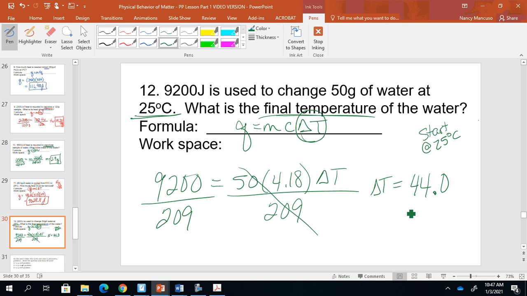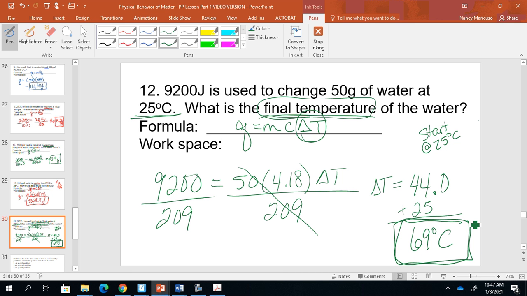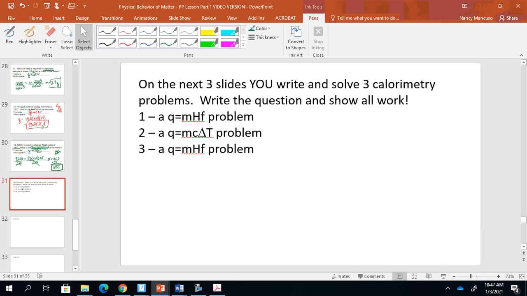So if I start at 25 degrees, I got to add 25 plus 44 because that's how much it is changing by. They want me to give them the final temperature of the water. The final temperature of the water is not 44 degrees. It's 44 plus 25. So that means it's 69 degrees Celsius. That would be the final temperature of the water. 25 plus the change.